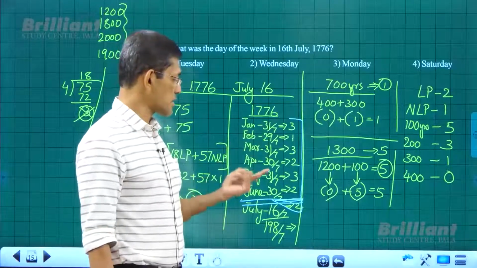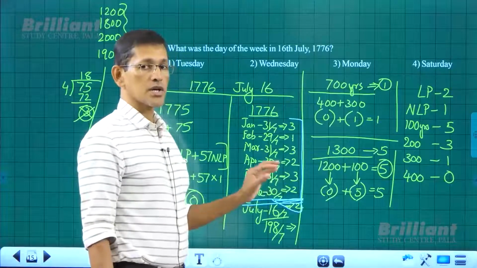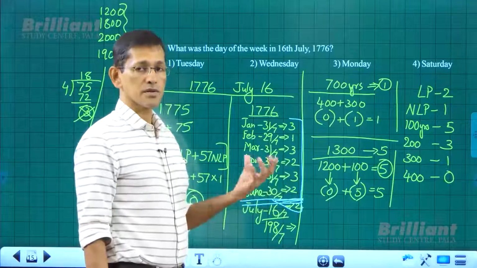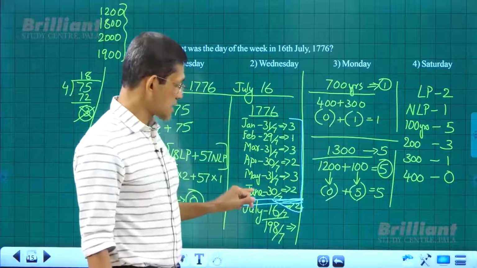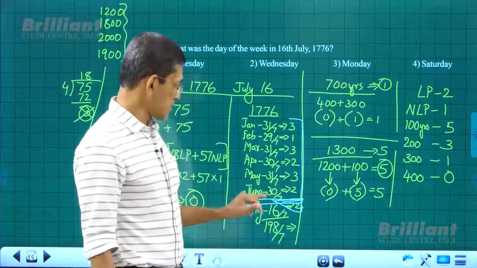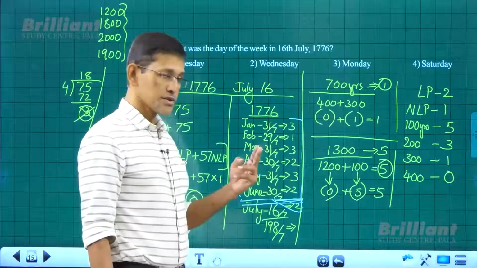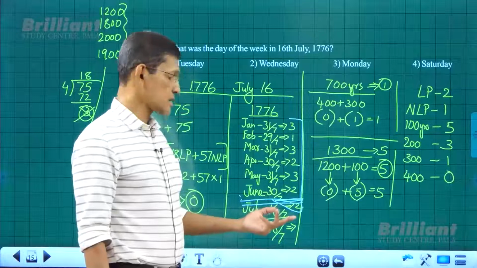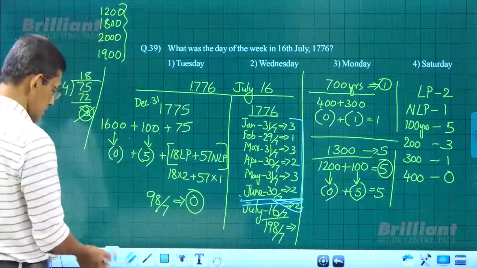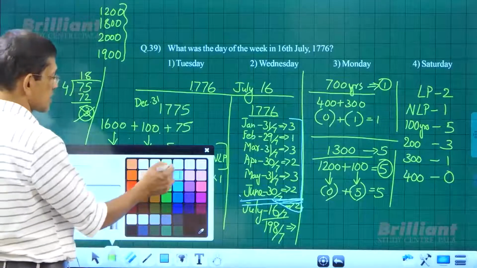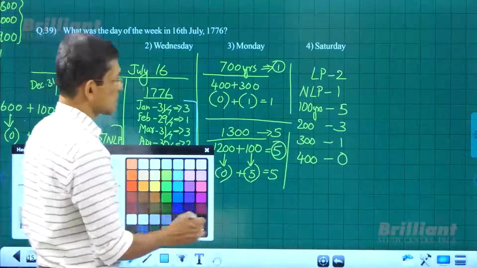So 14 divided by 7, the remainder is 0. So for the first 6 months of a leap year, you get the remainder 0. So the number of odd days is 0. If you have the first 6 months together, you take the number of odd days 0, plus July, you have 16 days. So 16 by 7, the remainder is 2. So what you get is 2 odd days. If it is 2 odd days, what day of the week is it? So this is what we have for that.